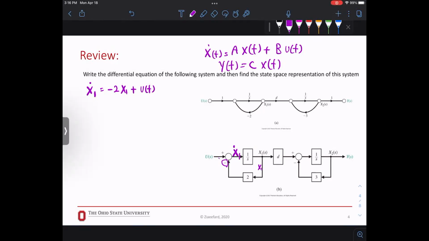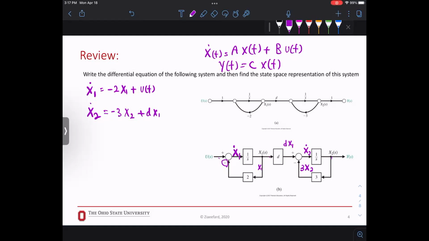Right? Now, x dot 2, let's go find that. This is x2, so this must be x dot 2 because we have an integrator. So this is x1 times d, so this is dx1, right? We have x2 times negative 3, so I'm going to write negative 3x2 and then add that. So x dot 2 is negative 3x2 plus dx1. They're all functions of t. I did not write that. So those are our differential equations.